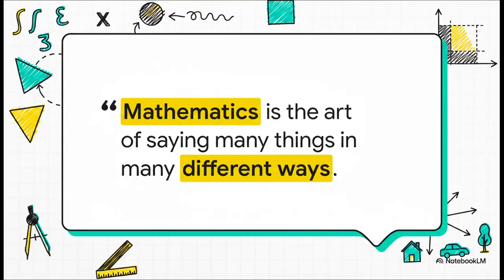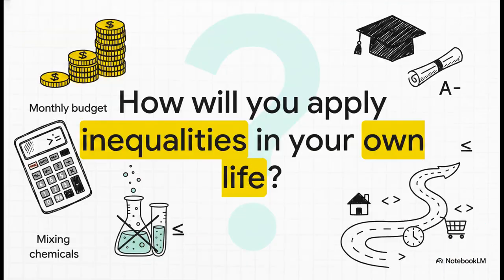As the great physicist James Clerk Maxwell once said, mathematics is the art of saying many things in many different ways. I absolutely love this quote. Inequalities aren't just dry, boring rules on a chalkboard. They're simply another beautiful way that math helps us describe our reality. Even when things aren't perfectly equal, math still gives us the voice and the exact tools to figure out the boundaries. So I'm going to leave you with this final thought to ponder.